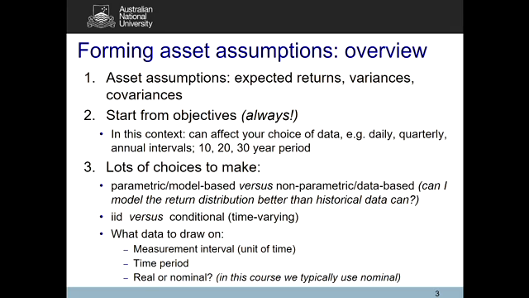You've also got a lot of choices to make. So, for example, you might choose a parametric, so a model-based way of characterizing your returns, or a non-parametric, or a data-based return. This is the first thing I'll go into in a couple of slides. The question we're going to ask is, can we model the distribution of returns better than the historical data? Or do we have a way of predicting what the returns will be next period, say, better than just using a historical average? So we'll go into all of the different things to think about in a few slides.